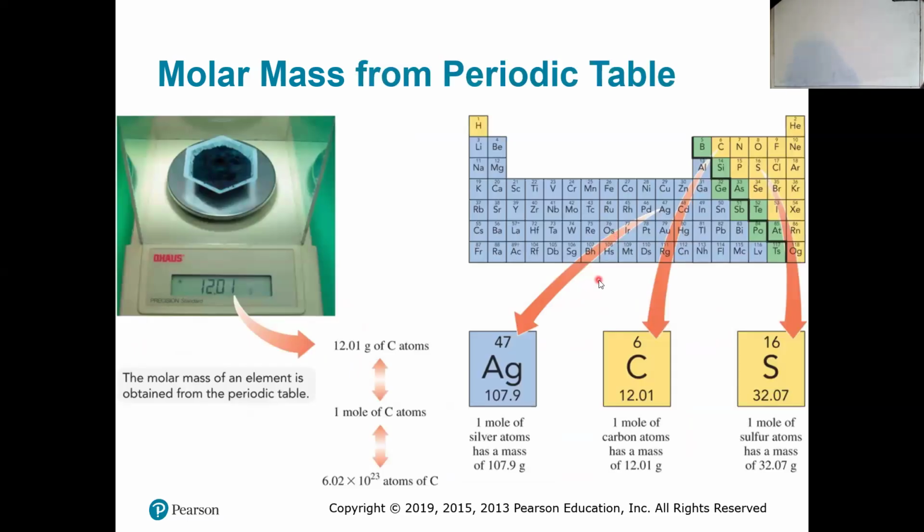You can see they're pulling out all of the different elements here: silver, carbon, sulfur. Each of these values we've already looked at in terms of atomic mass units, but now we can look at them in terms of molar masses and say that there is 107.9 grams of silver in every 1 mole of silver, which means that there's 107.9 grams of silver in 6.02 times 10 to the 23 atoms of silver.